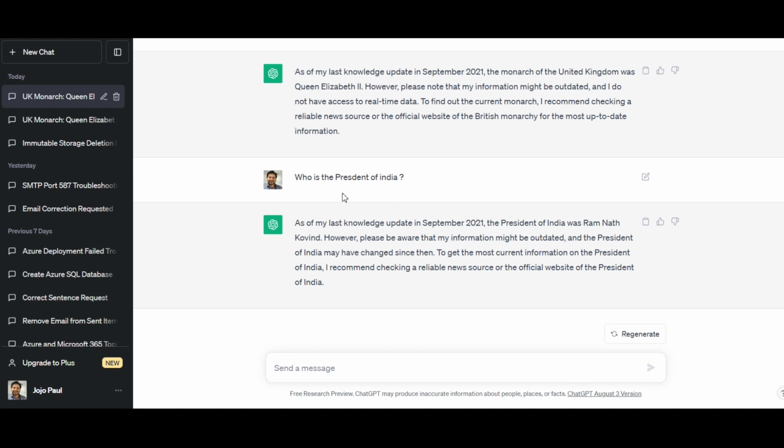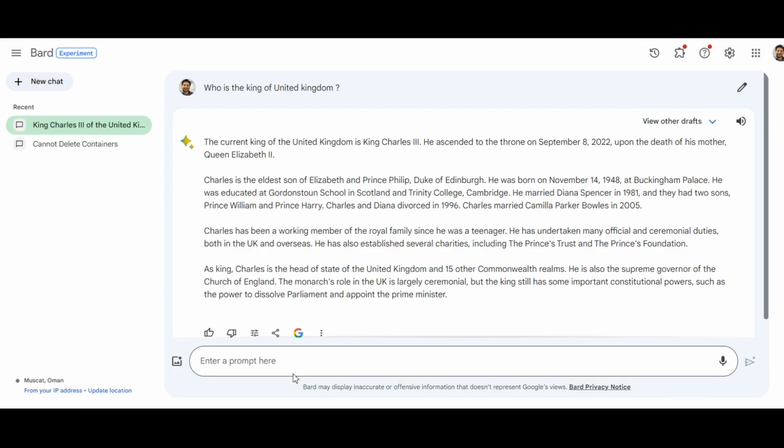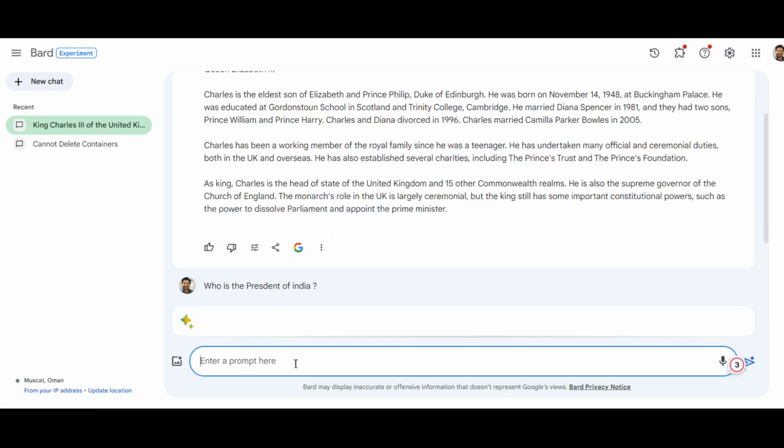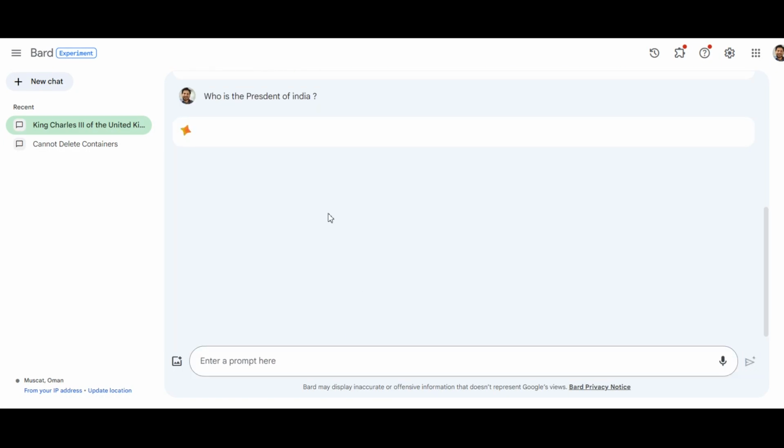We asked the second question, who is the president of India, in ChatGPT, and ChatGPT says the president of India is still Ramnath Kovind. So let us check the same question with BARD. Let's see what answer BARD gives us: who is the president of India? The spelling is wrong, anyway, it is processing. Let's see what BARD says.